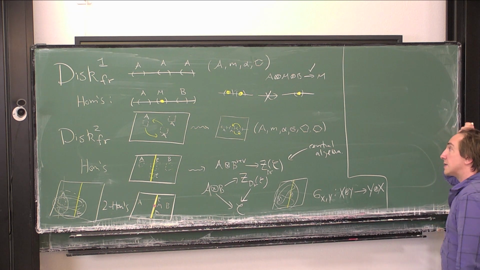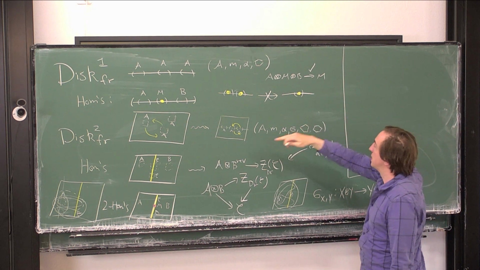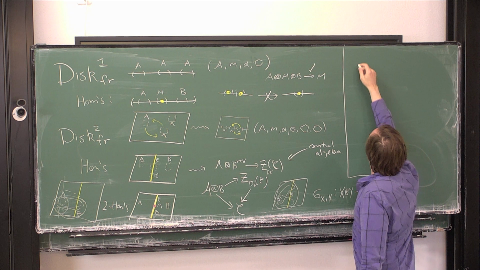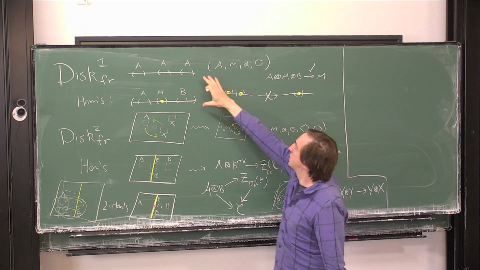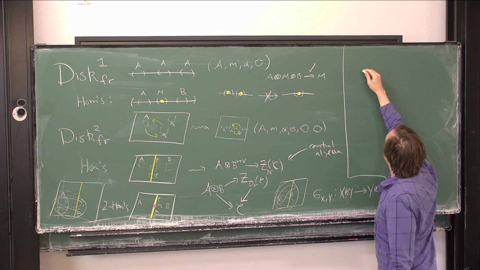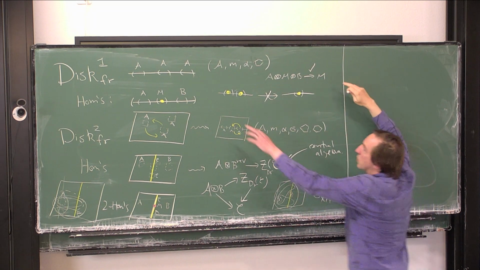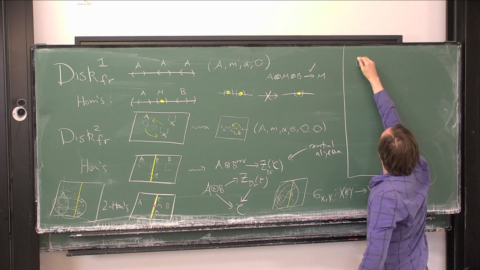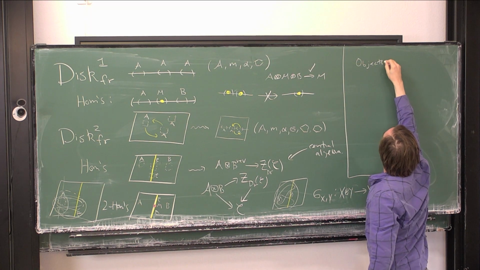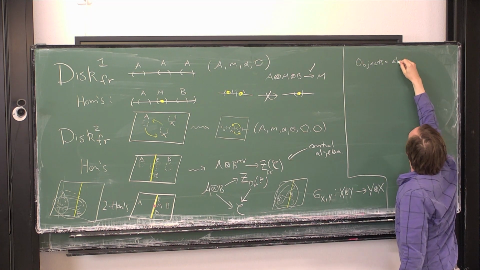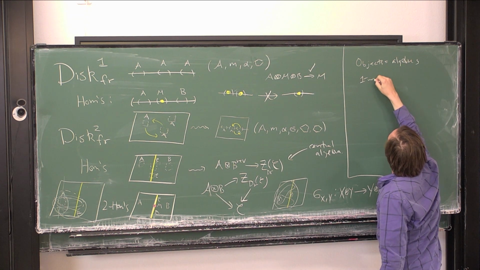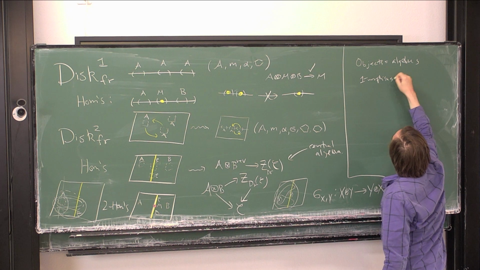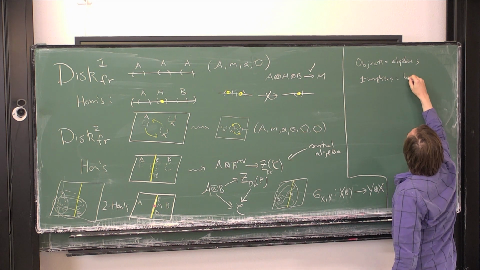In both of those cases, in disk 1 and disk 2, there's only one thing we need to do, which is, here we got a two category. So we had a one category, where the objects were the algebras, and the one morphisms were the bimodules.